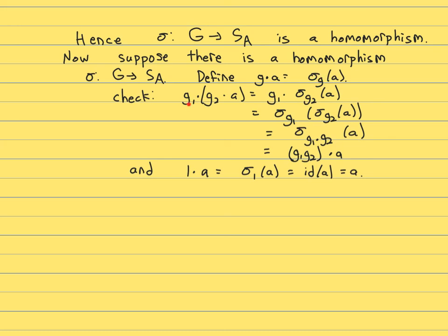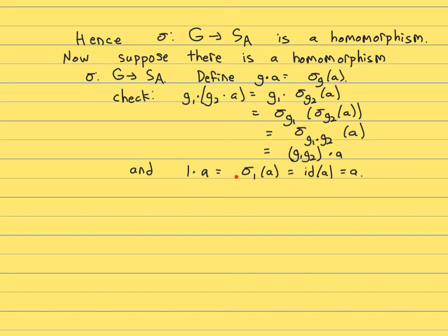One can easily check that the first property of group action is well defined. Namely, if you act by G2 on A, that's just sigma of G2 applied to A. When you act by G1, that's just sigma of G1. Applying two functions in a row is equivalent to function composition. Since you have a group homomorphism, that's just sigma of G1 dot G2. By definition of our group action, that's just G1 times G2 acting on A.